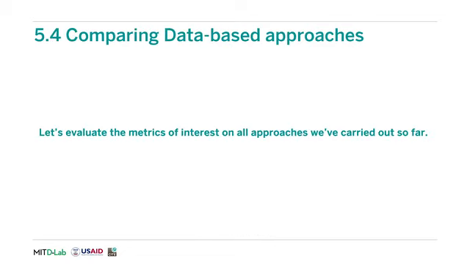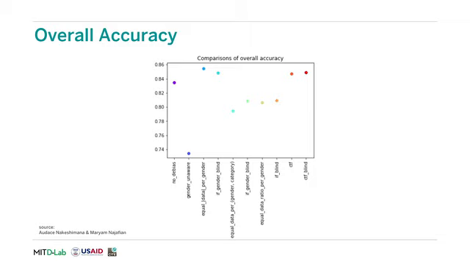So let's compare all the metrics of interest on all the approaches that we've carried out so far. By looking at the metric of overall accuracy, you can see that some techniques like equal number of data points per gender or counterfactual augmentation lead to higher degrees of accuracy. But you can see that some techniques like gender unawareness do not always guarantee higher accuracy.